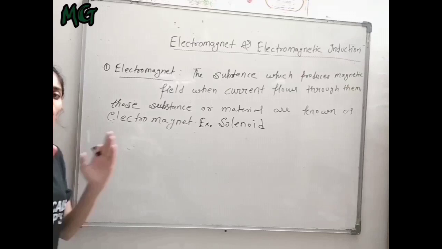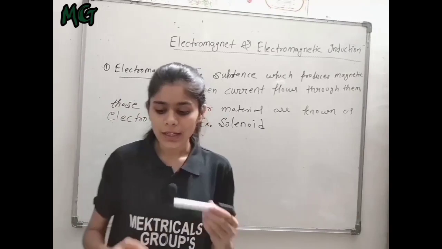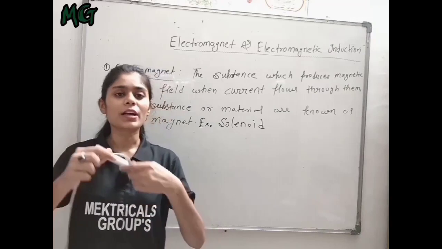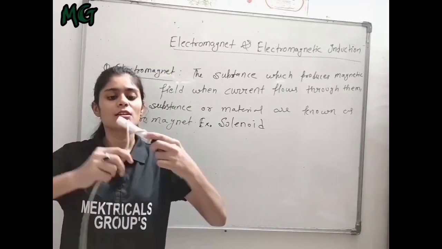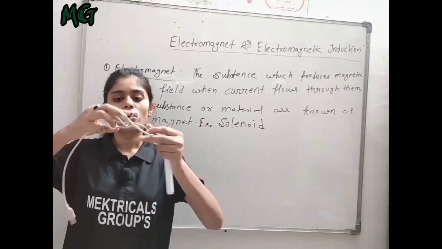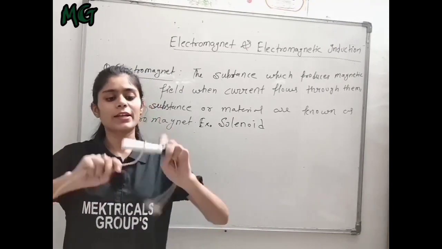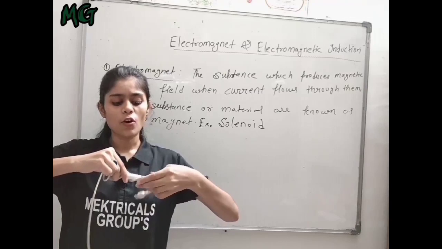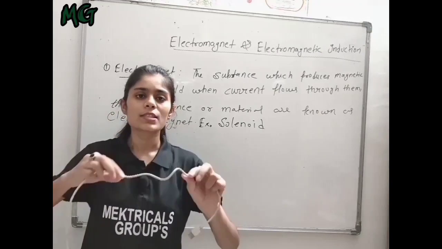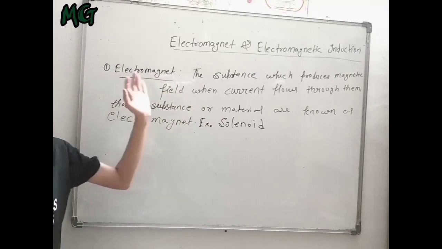Now let's try to understand what a solenoid is. Students, a solenoid is a conductor made by wrapping conducting wire in a cylindrical form like this. It is not clearly visible, you just try to understand like this. This cylindrical form with a number of turns of conducting wire is known as a solenoid, and a solenoid is a very good example of an electromagnet.